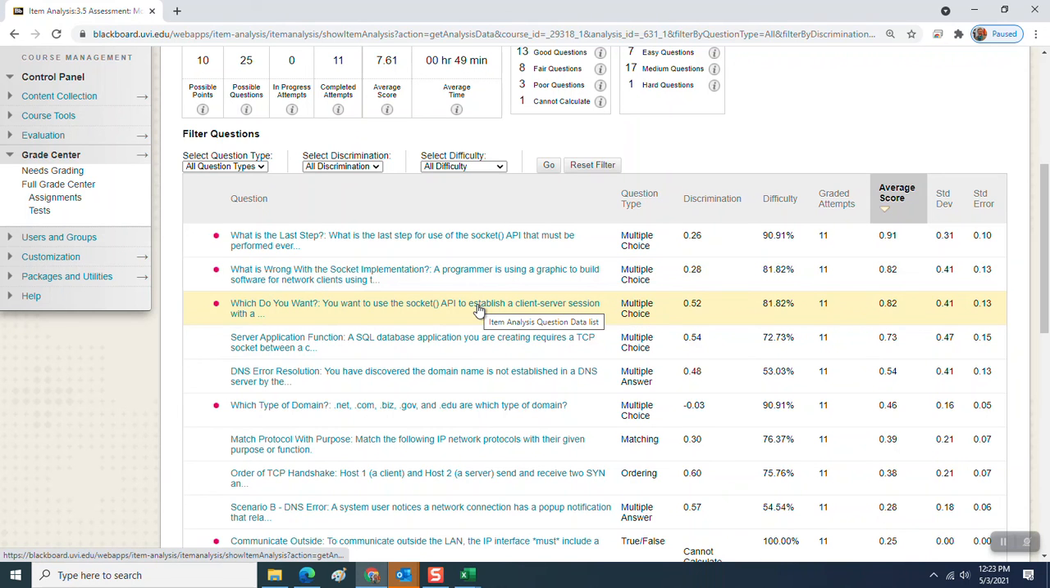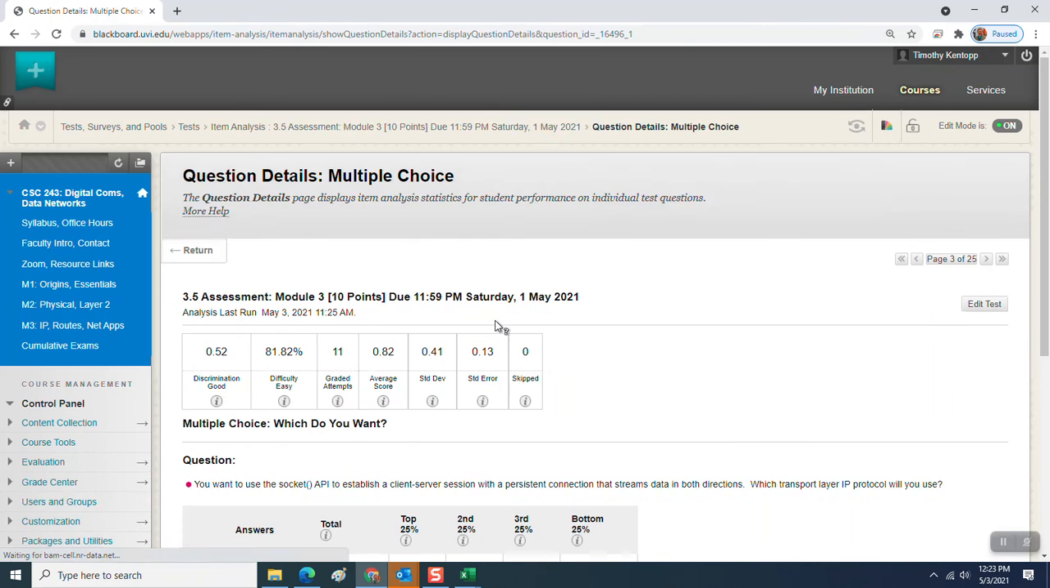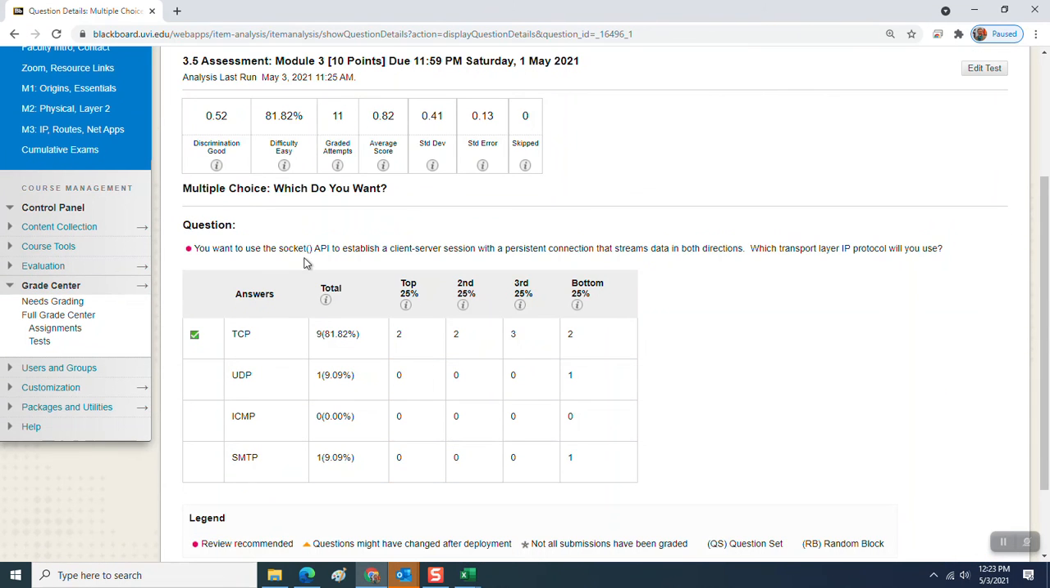All right, so let's look at these two real quick. You want to use the socket API to establish a client-server session with a persistent connection that streams data in both directions. Which transport layer protocol do you want to use? That's TCP/IP. The key to that answer is persistent connection that's streaming data in both directions. If you don't have a persistent connection and data is streaming from the server to the client, that's UDP.